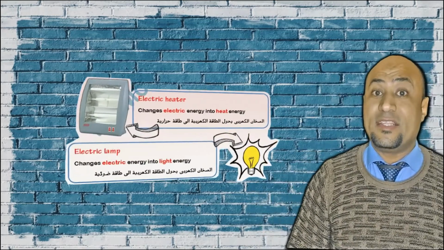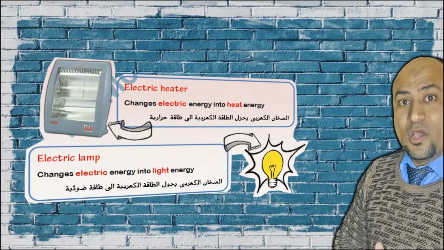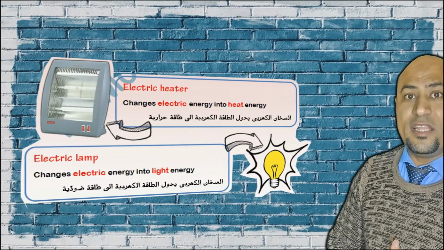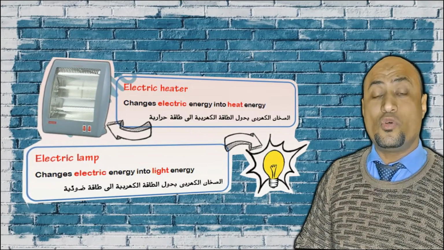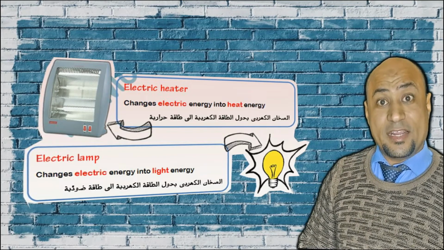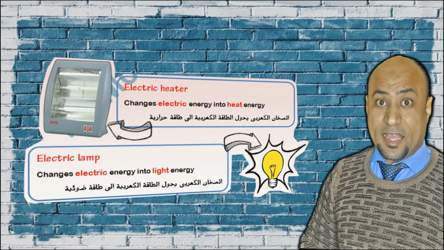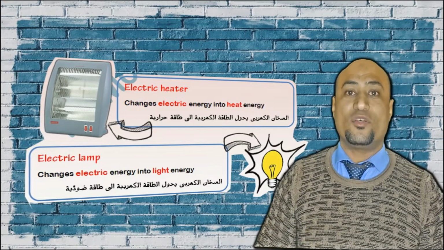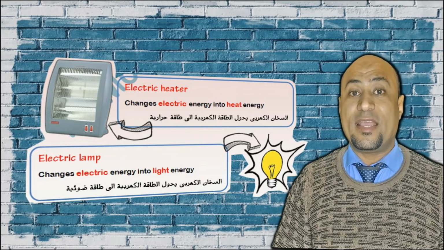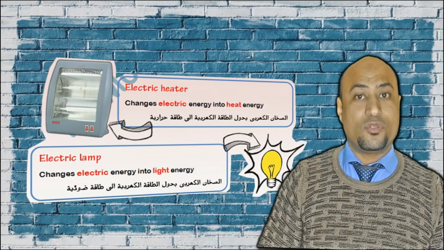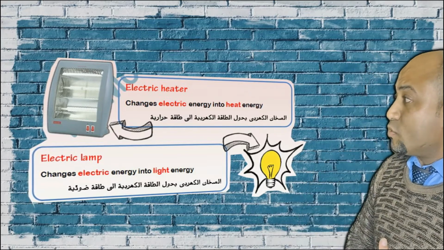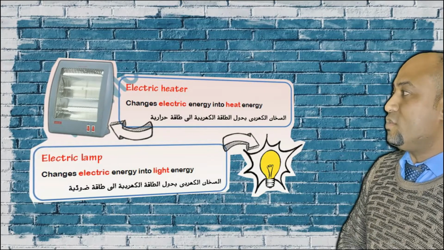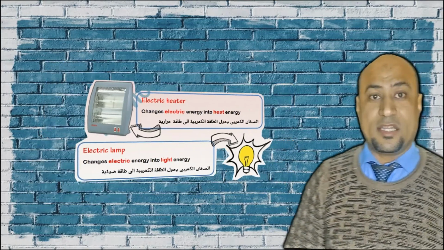Excellent. In our daily life also we have electric heater. Who can tell me the energy transformation in electric heater? Excellent. It's called electric heater, so it's used to change electric energy into heat energy. Also, in our home we have electric lamps. So electric lamps change electric energy into light and heat energy. Excellent.